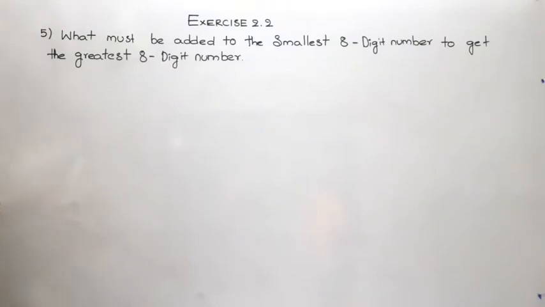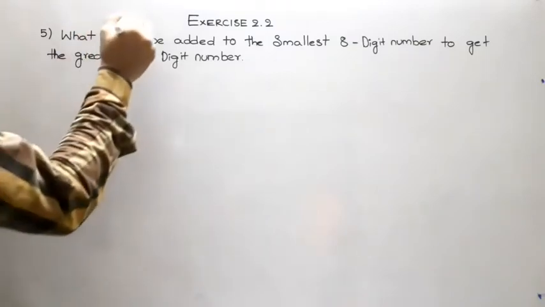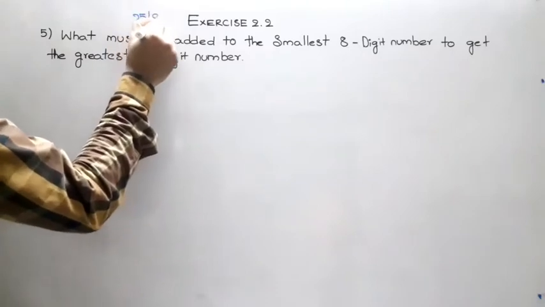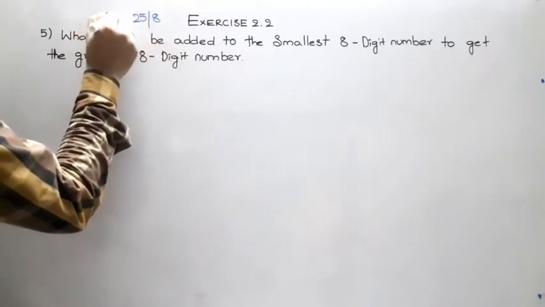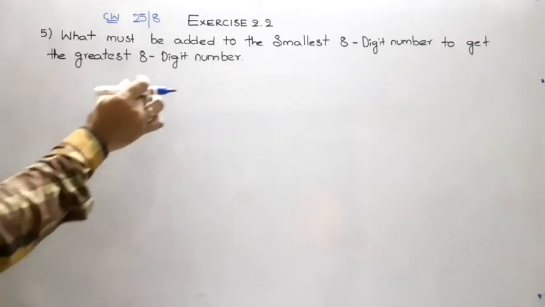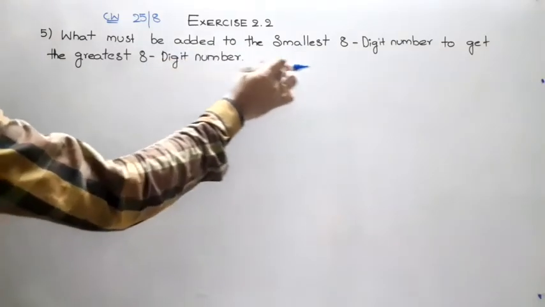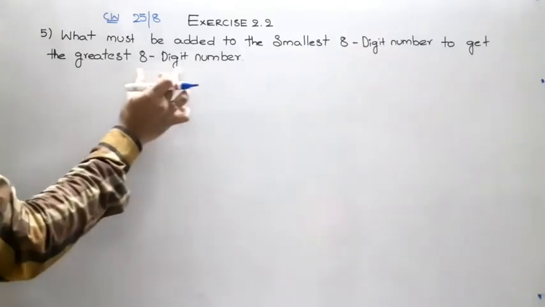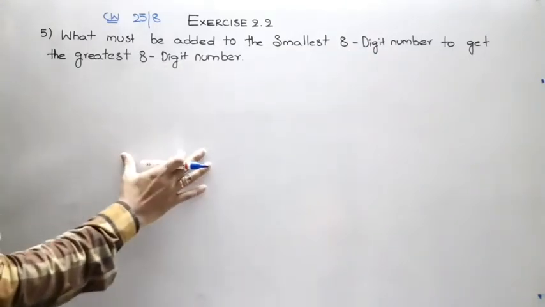So today we are going to continue our CW starting with the fifth problem. Very interesting and useful questions. So please observe carefully. What must be added to the smallest 8-digit number to get the greatest 8-digit number?